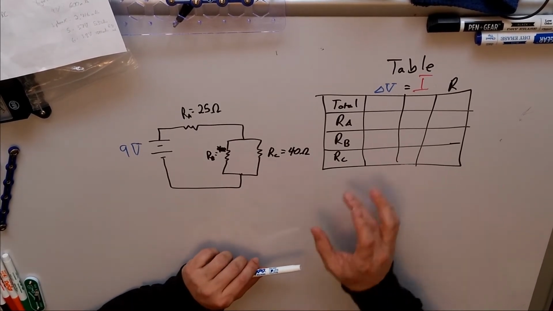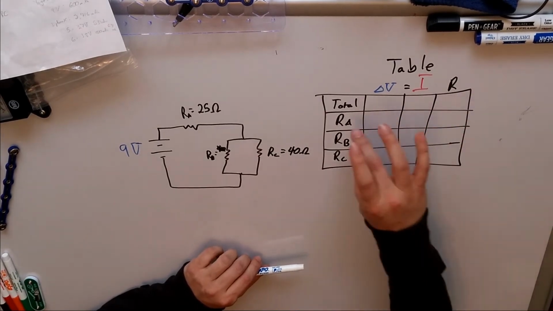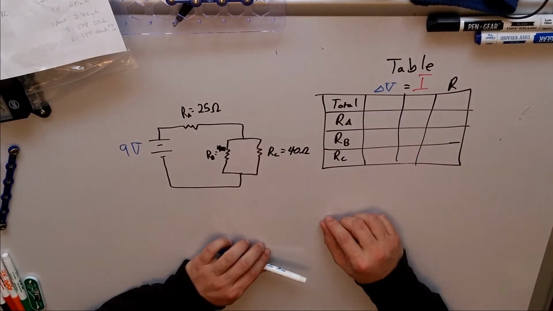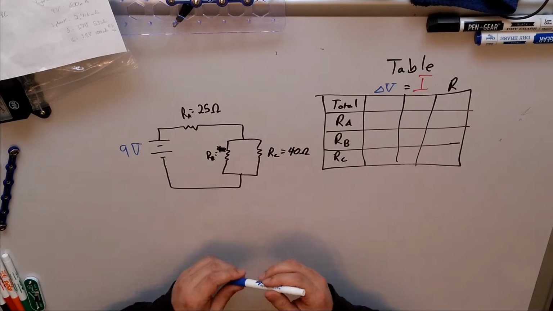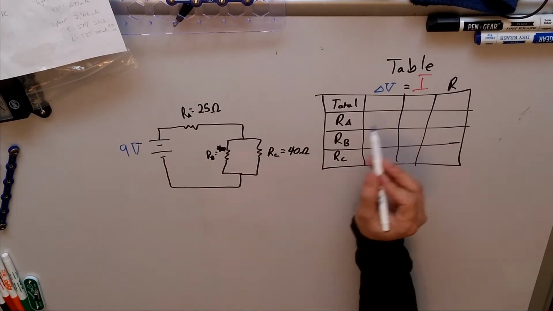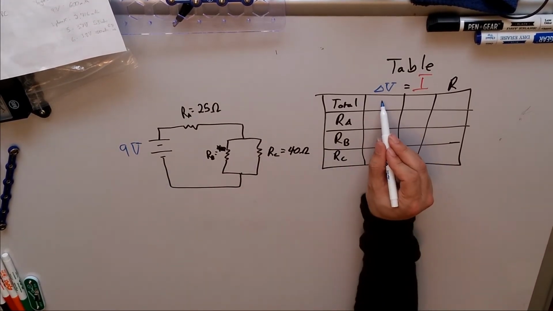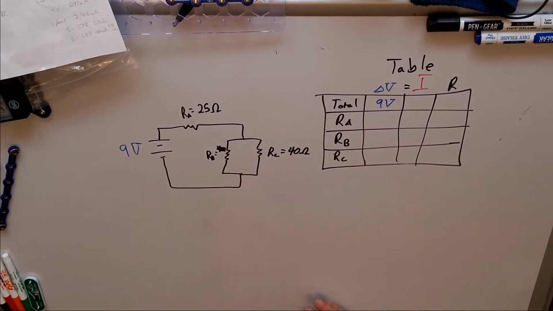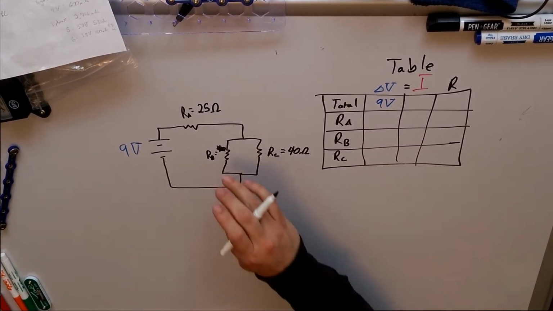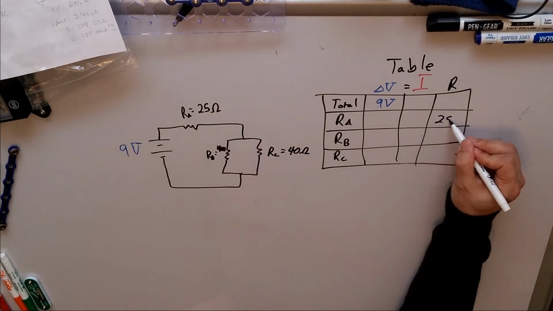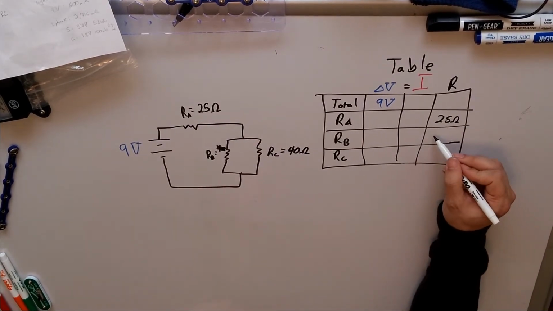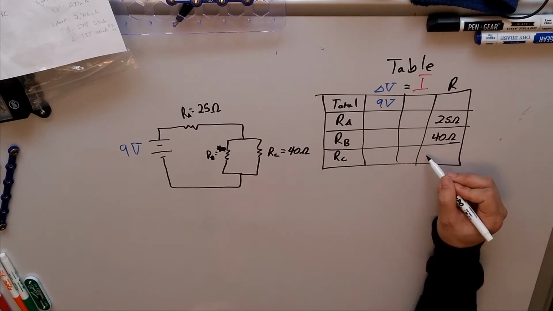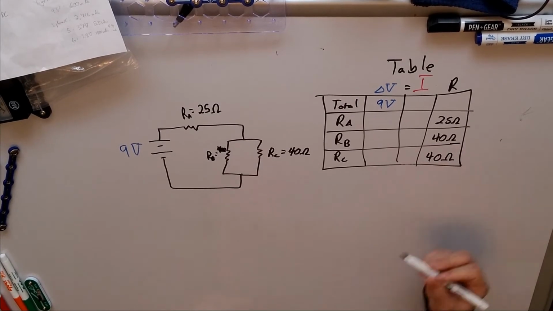The idea behind the table is any horizontal row, so any row, you can apply Ohm's law across. So for instance, we know that the total potential difference for the circuit is that of the battery. It is 9 volts, so I'm going to write that in. In fact, after you make your table, start filling in things that you know. We also know the resistance of resistor A is 25 ohms. We know that the resistance of resistor B is 40 ohms, and that resistor C is 40 ohms.